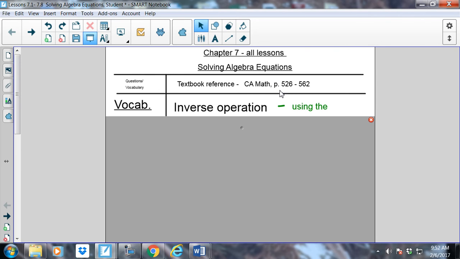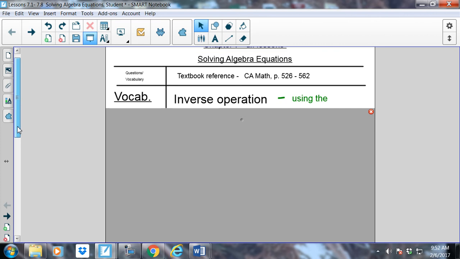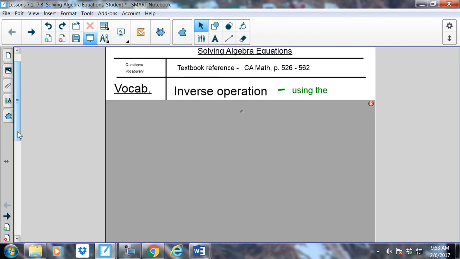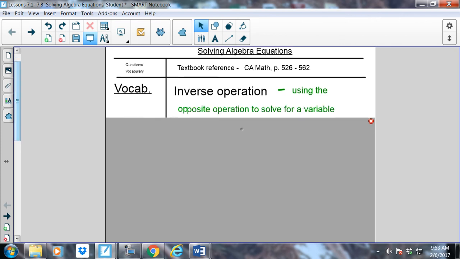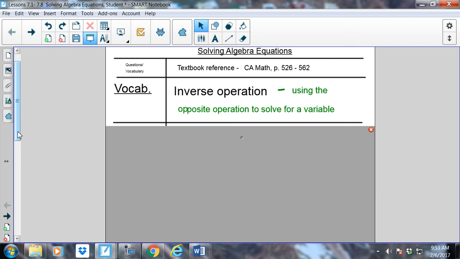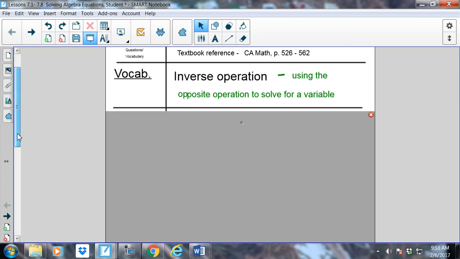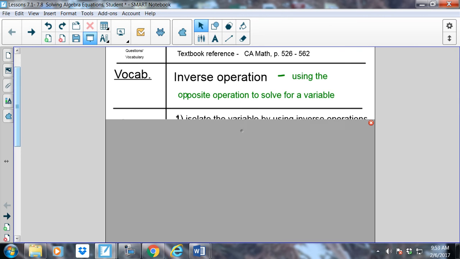So, some vocabulary that you're going to need. Inverse operations. Inverse means, like turning something inside out, turning it to an opposite. So, inverse operation is using the opposite operation to solve for a variable. If the equation has addition, you use the inverse, you use subtraction. If the equation is using division, you use the opposite, you use multiplication. So inverse operations, get used to that.